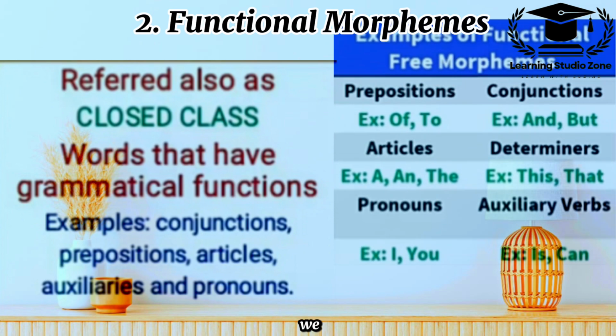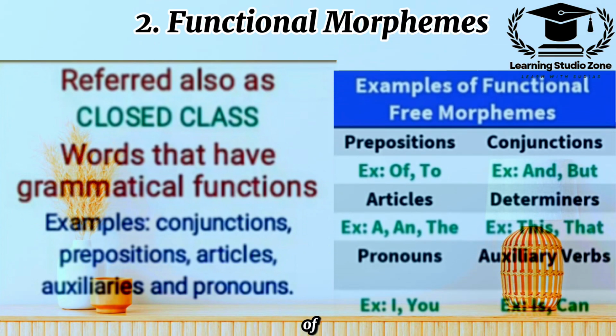For example, we have the prepositions of, to; we have the articles a and the; we have the pronouns I, you, etc. We have the conjunctions and, but, etc. We have the determiners and we have the auxiliaries, etc. So all these are the functional morphemes because they work in functions. So in functional morphemes, we have the prepositions, conjunctions, articles, determiners, pronouns, auxiliary verbs, etc.